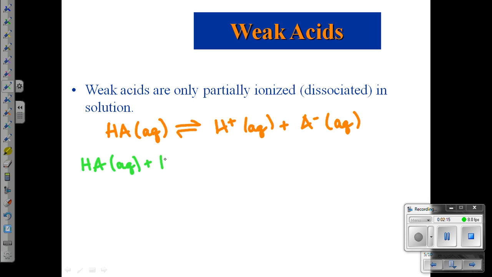or we can write it as HA plus water in equilibrium with the hydronium ion plus the conjugate base, which would be A minus. So if we do that, we can write an equilibrium expression for each of these.